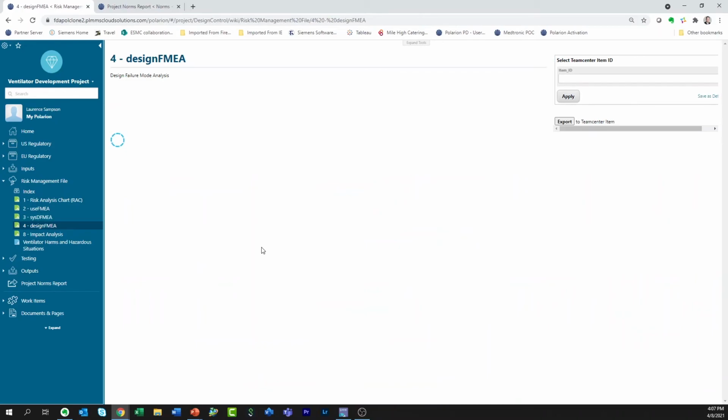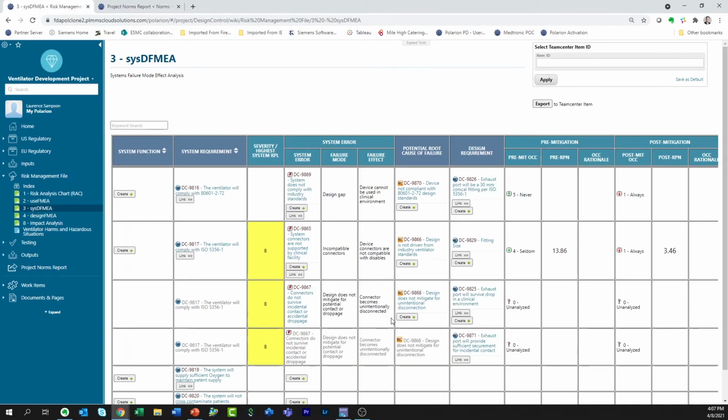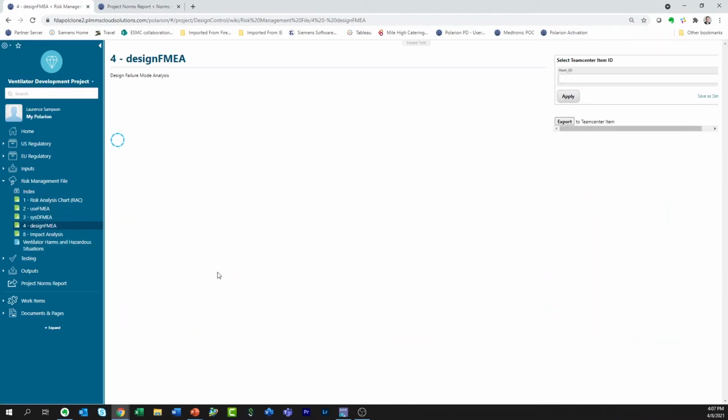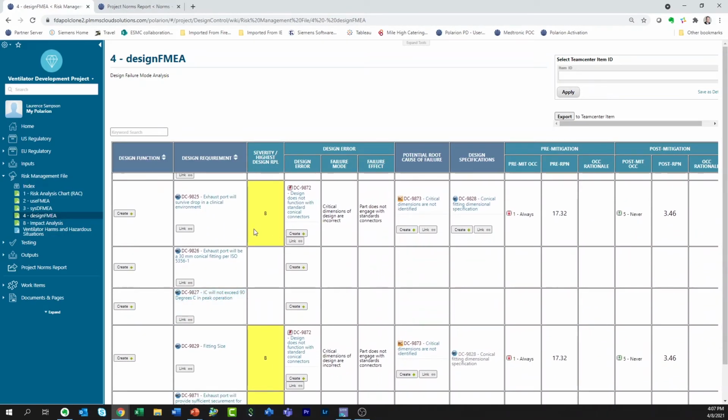Then, of course, we go to design failure mode analysis. And of course, I just go back to this system for a sec. These design requirements were driven directly from the standard. So when I shared the standard from the library down into this project, those were automatically populated. Of course, we get to the design FMEA. And so this is just one example. It'll survive the drop in a clinical environment, which leads us to this conical fitting dimension specification.